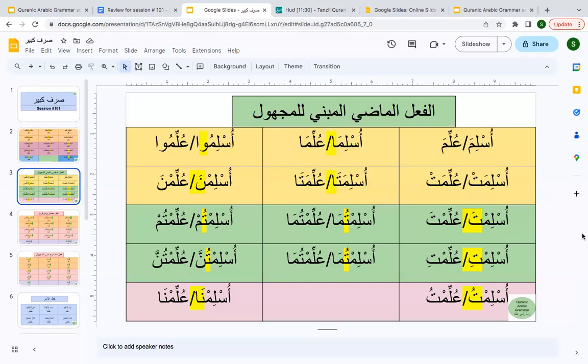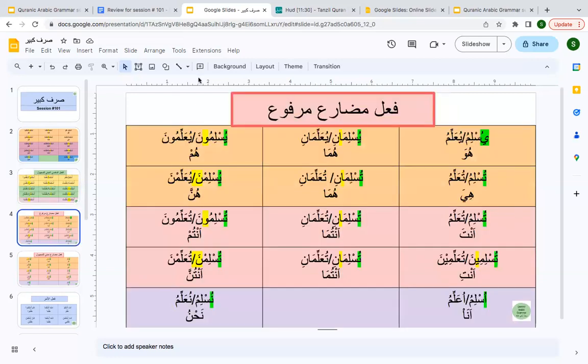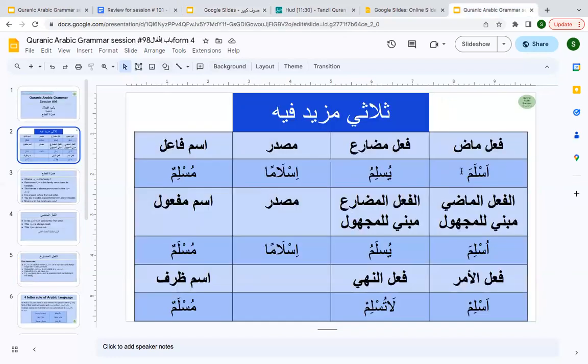Now comes your fail mudare. So you have done that, and now comes your failul mudare. So how many words are we seeing here on the slide? Yuslimu, yuslimani, yuslimuna, tuslimu, tuslimani, yuslimna, tuslimu, tuslimani, tuslimuna, tuslimina, tuslimani, tuslimna, uslimu, nuslimu. Again, 14 more words from your Yuslimu, the girl who married Aslama.